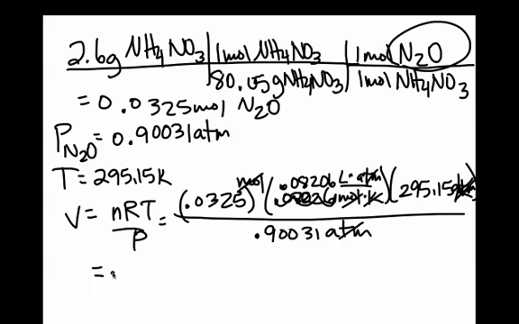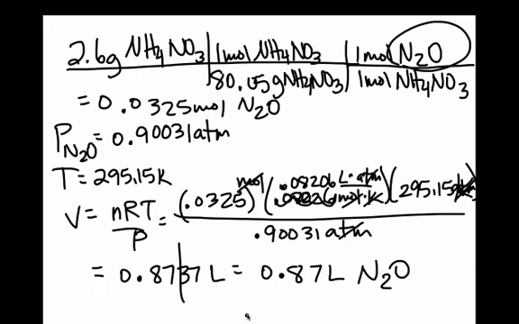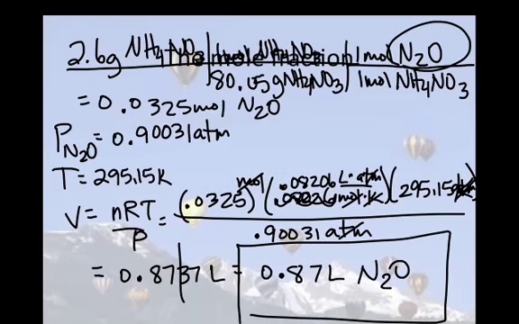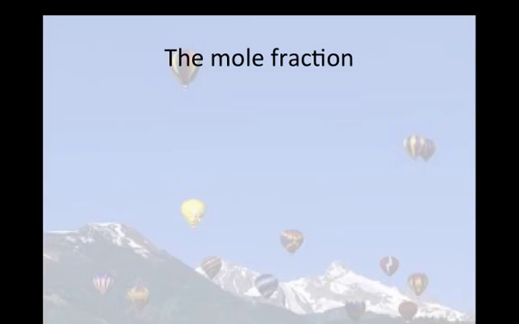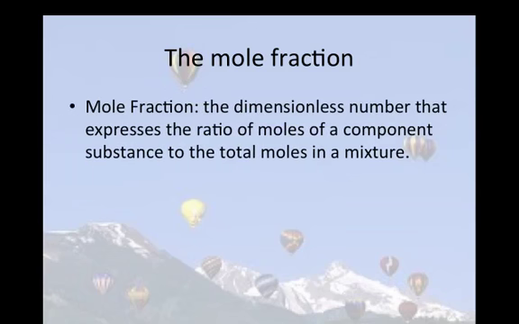Time for the calculator. The volume that I get is 0.8737 liters, and I get to keep only 2 sig figs. So we're going to call this 0.87 liters of dinitrogen monoxide. Now we have the mole fraction. Let me show you the mole fraction because this might make your math a little bit easier.